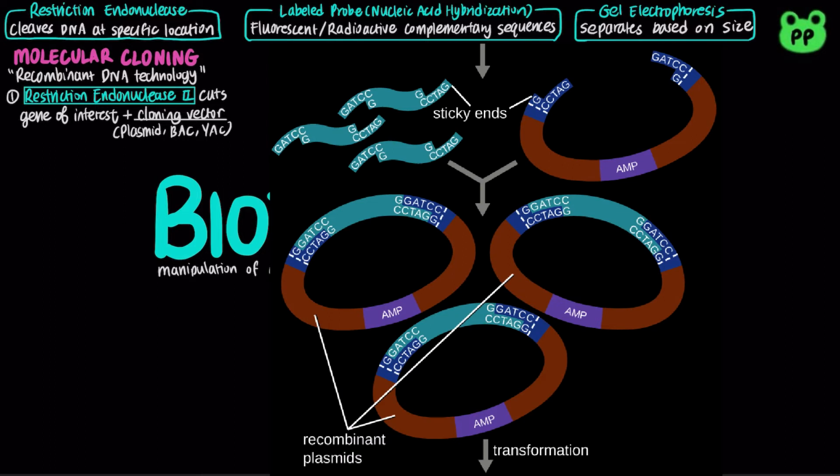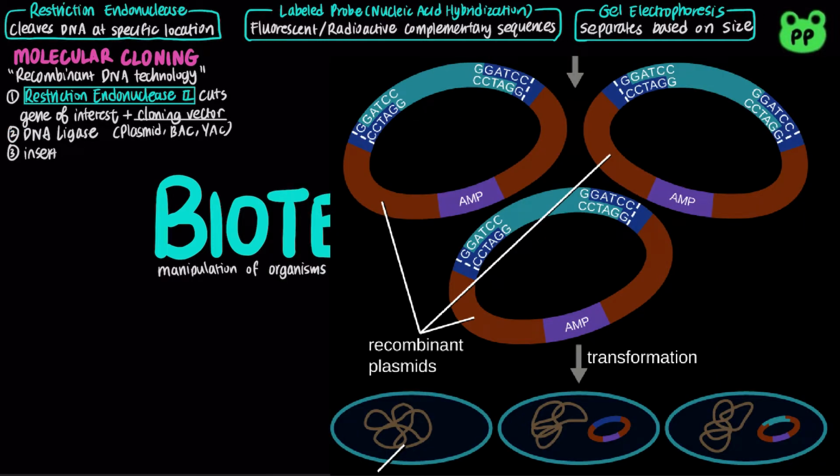In the second step, DNA ligase joins the DNA fragment of interest to the cloning vector covalently, creating recombinant DNA. The base pairing of complementary sticky ends greatly facilitates the ligation reaction. Next, the cloning vector with recombinant DNA is inserted into the host cell. The most common method in bacteria is transformation, which is the uptake of naked DNA.